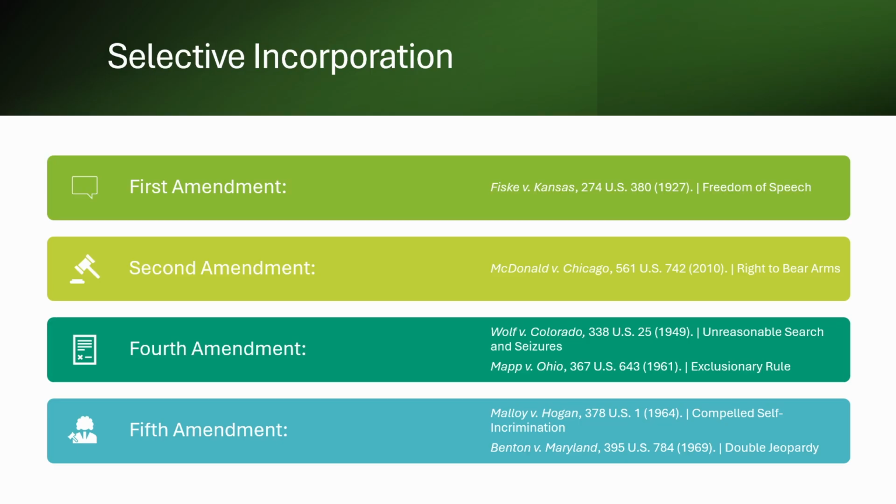The Fifth Amendment was incorporated in Malloy v. Hogan, as we discussed, against compelled self-incrimination, and Benton v. Maryland, 395 U.S. 784, 1969, against double jeopardy.